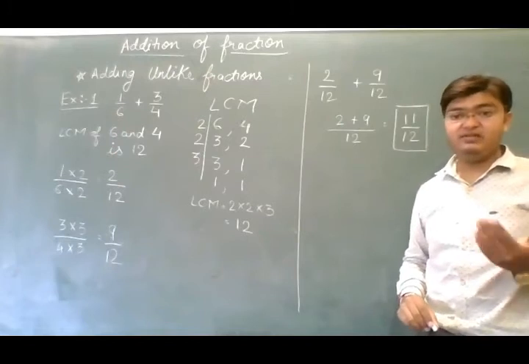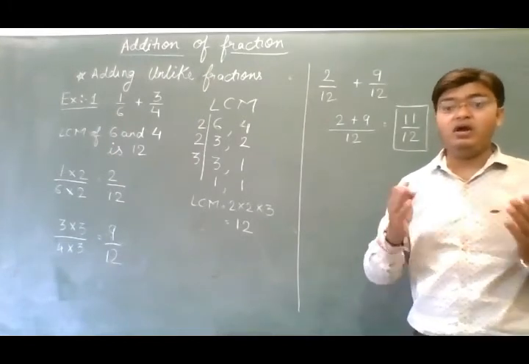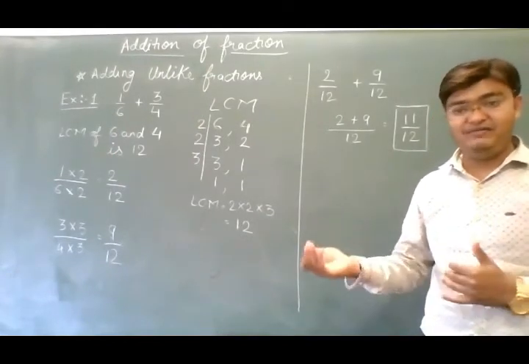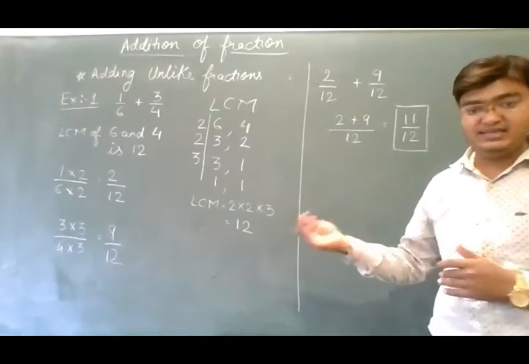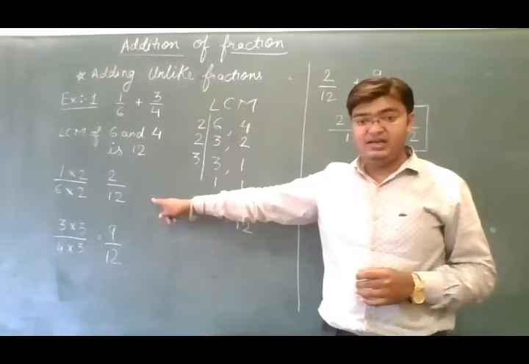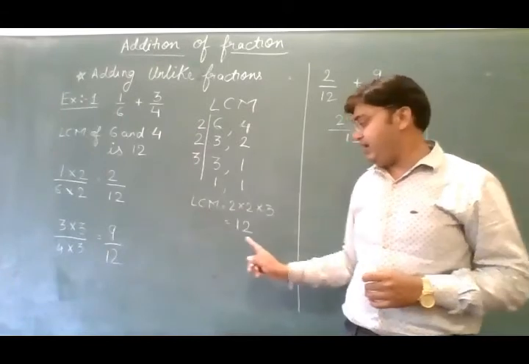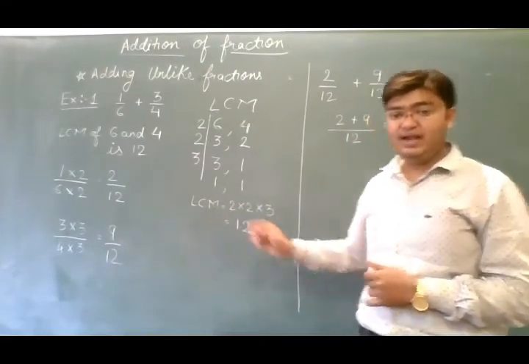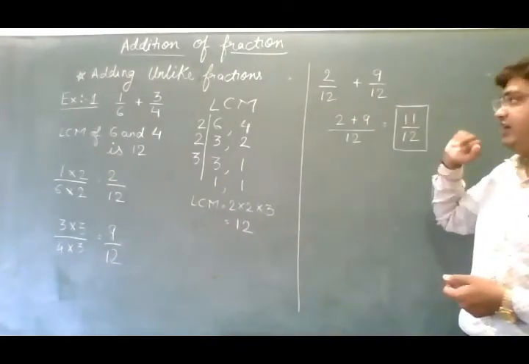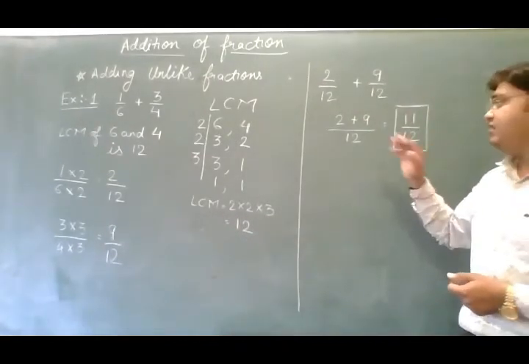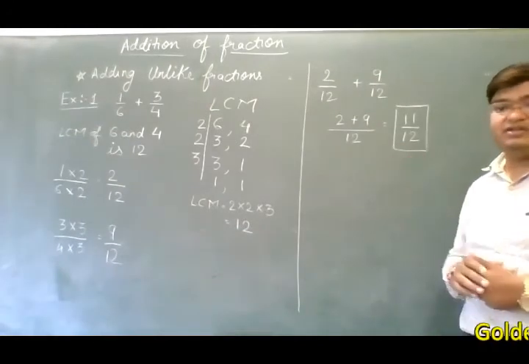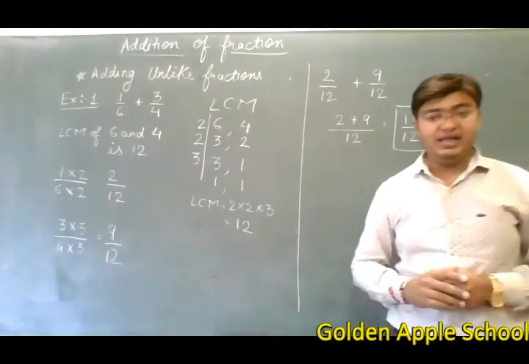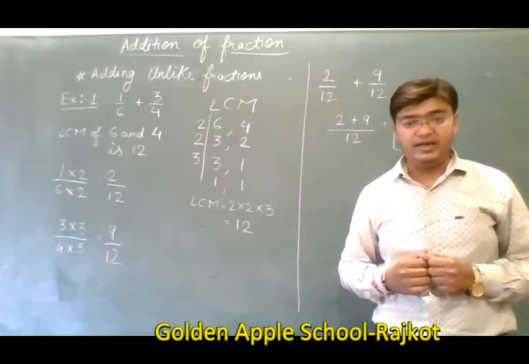So we had seen with the first example how we converted unlike fractions into like fractions, first by finding the LCM. Then we multiplied the denominator to make the LCM and changed the fractions into like fractions. After changing them to like fractions, we simply add them and we got the result. Let's understand more with one more example.